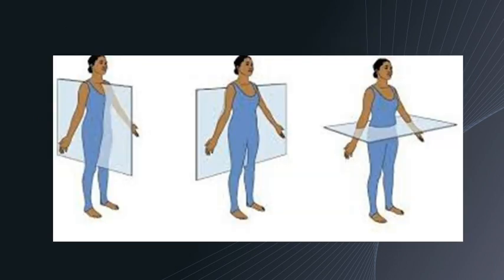So you've got these 3 fundamental ways to divide things up. Right. Left, right, sagittal; front, back, frontal, coronal; and top, bottom, transverse. Vertical cuts and a horizontal cut.